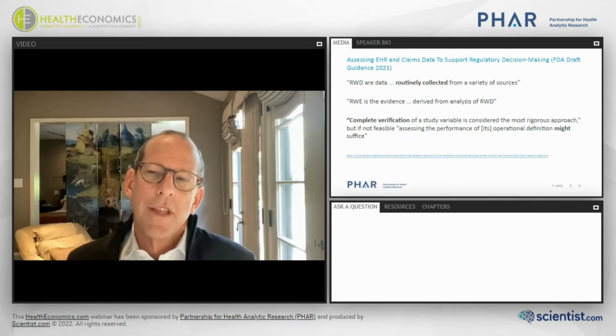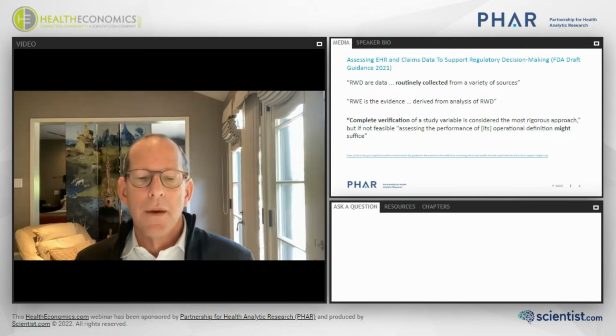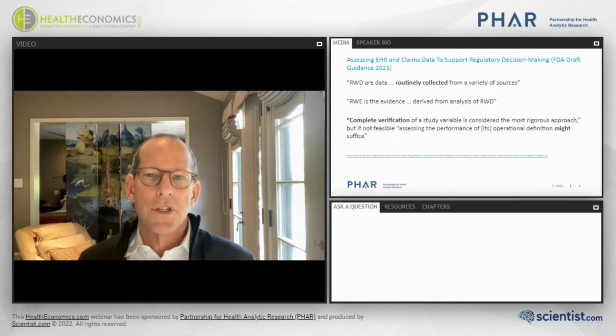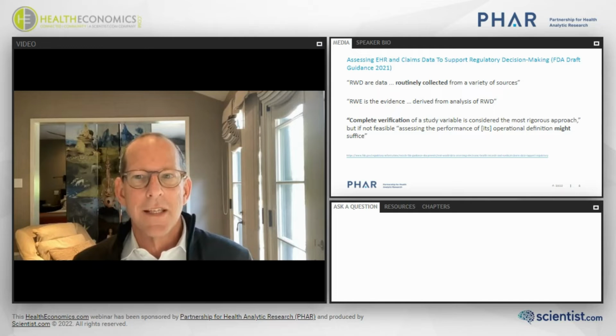So I just want to share this one more slide. I think the FDA recently came out with a draft guidance about using electronic health records and claims to support regulatory decision making. Two things. First is just some definitions. Real world data are data that are routinely collected from a variety of sources in healthcare. And real world evidence is the evidence that's derived from the analysis of those data. So it's not evidence until we analyze it in some way.